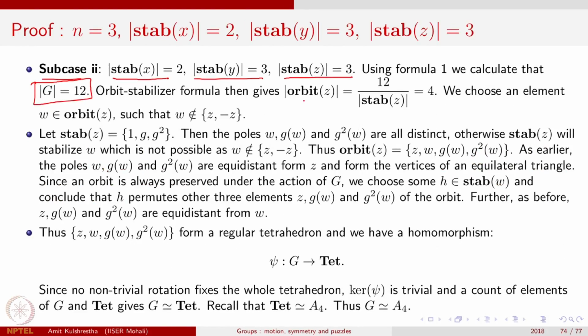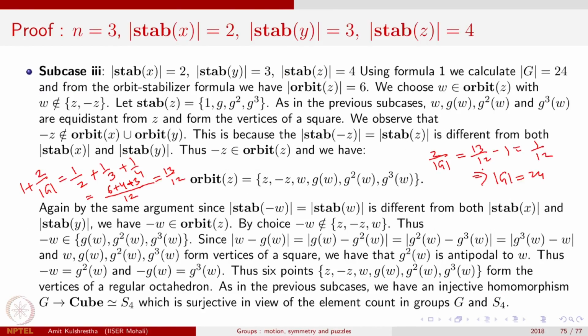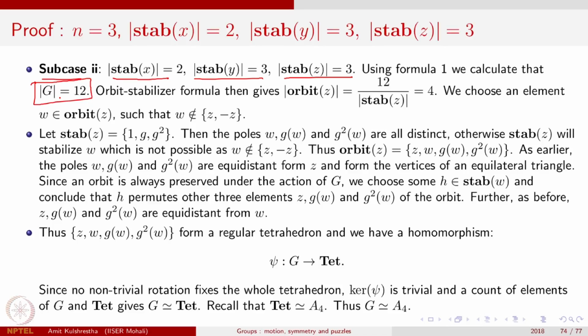And similarly, in the previous case, the size of G is 12. I have actually done the calculation for the next case. So in the previous case also, in a similar fashion, the size of the group is 12. Because of the orbit stabilizer formula, we get that the size of the orbit of Z is 12 divided by the size of the stabilizer, and this ratio is 4 because the stabilizer of Z is 3. So 12 divided by 3 is 4.